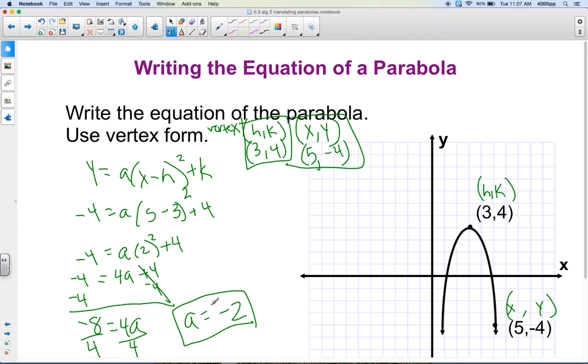We knew that the value of a had to be negative. We knew this because the parabola is facing down. When the parabola faces down, the value of a is negative.